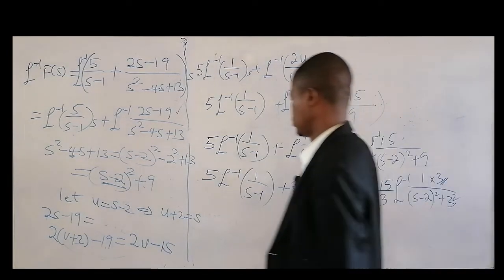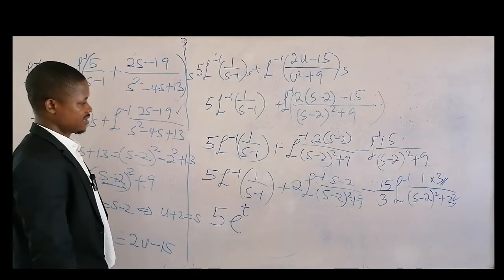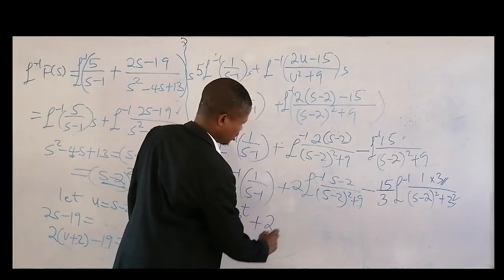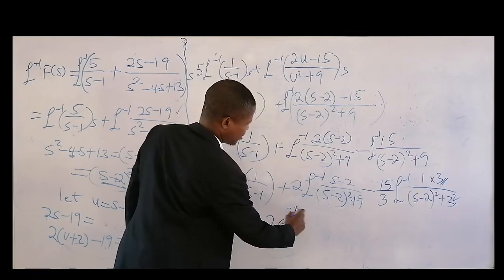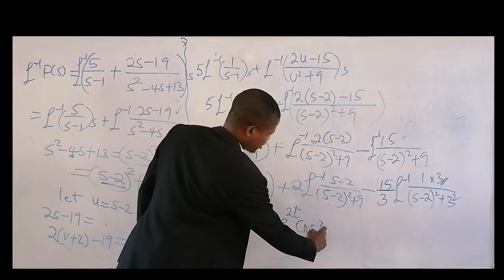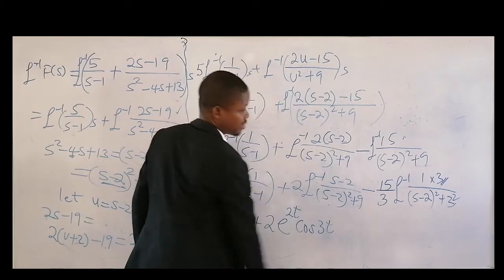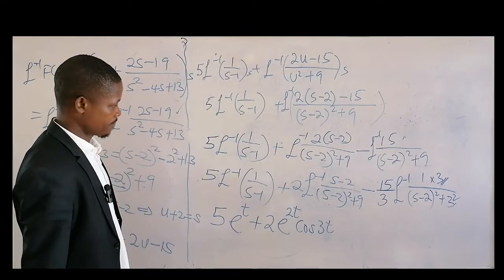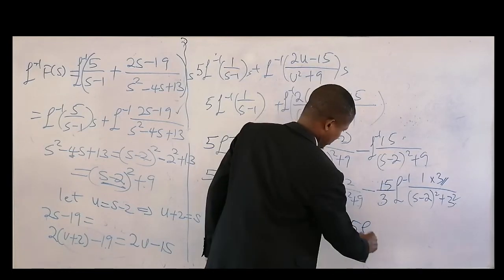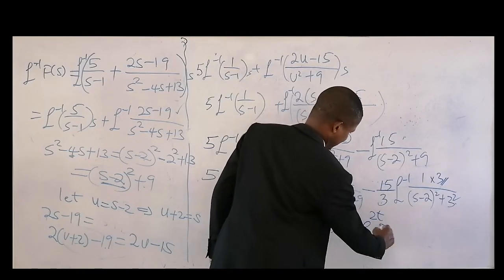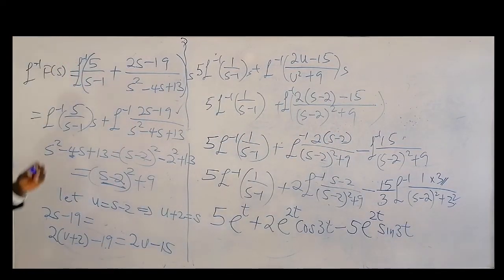So final conclusion, this will be equal to 5 exponential to the power t, then plus 2 times this one, which will be exponential 2t, and then cos 3t. Okay? Cos 3t, this is 9, that must be b squared, 3 squared. And then minus this one, 5 exponential 2t, and then sine 3t. So that's that on this question.